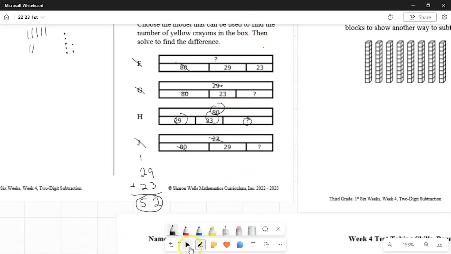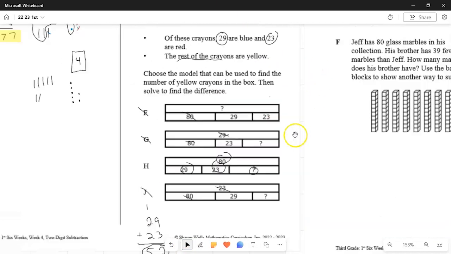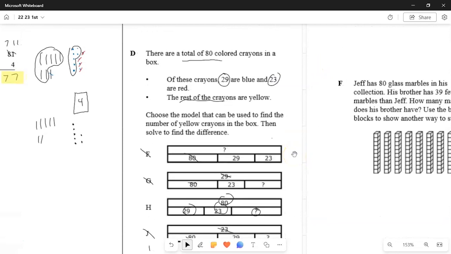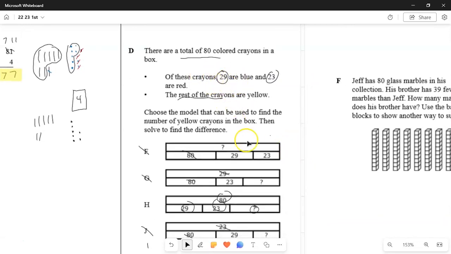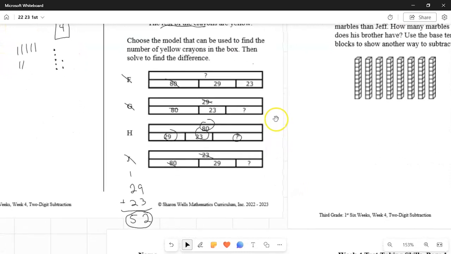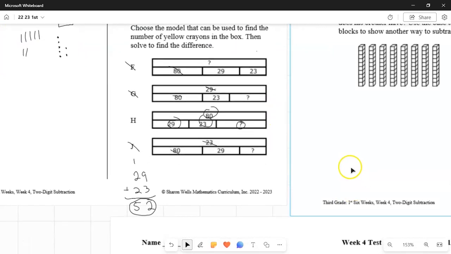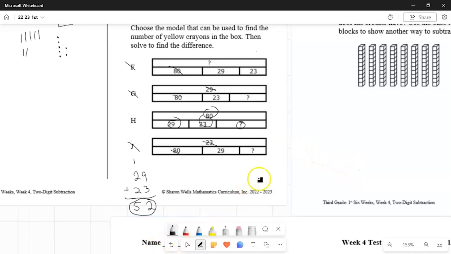Let's see. Are blue and red. Yes, blue and red crayons. So that means if I take away 52 from the total crayons, so there's 80 crayons, and 52 of them are red and blue, okay, whatever is left is going to be my yellow crayons.